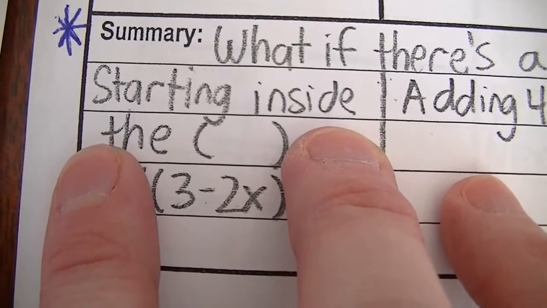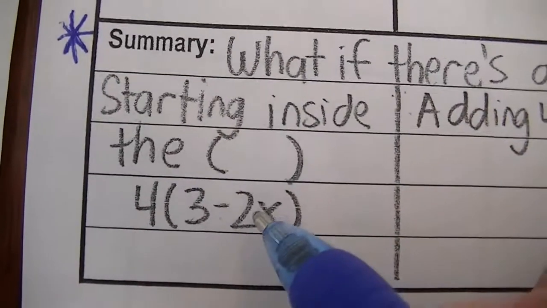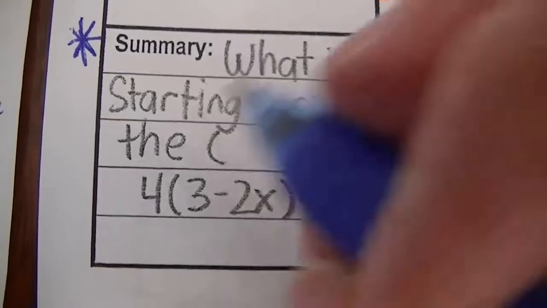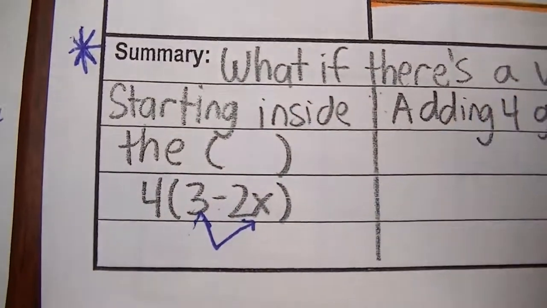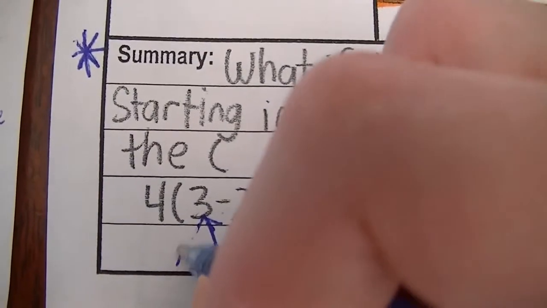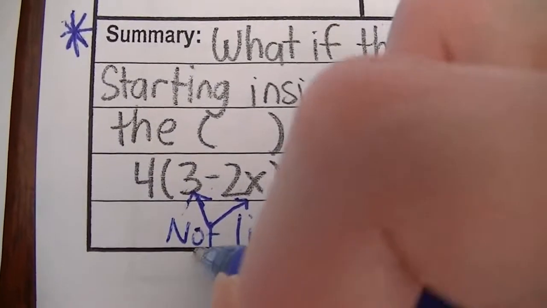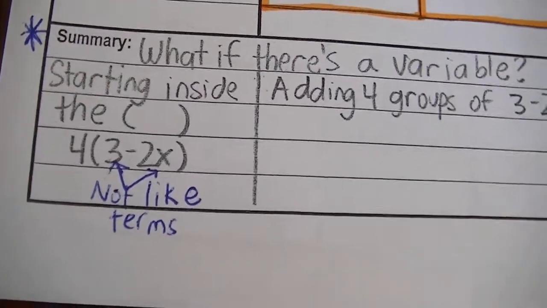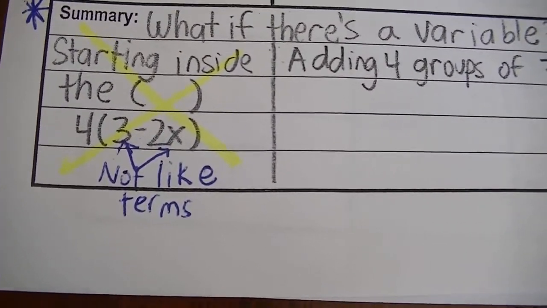So I can't just go 3 minus 2x, oh, that's a number. We don't know what the number is simply because we don't know what this 2 is being multiplied by. So in this case, we can't start inside the parentheses because those are not like terms. We'll go into more detail about like terms later on, okay? So for now, you're just going to skip that because we can't do that. And you'll find once you learn more that we really can't do that, okay?